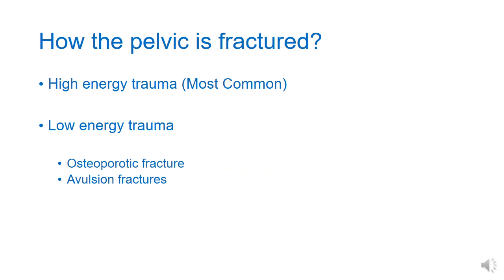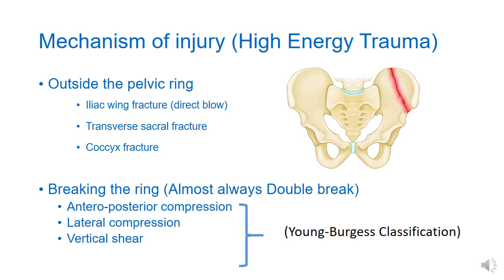How is the pelvis fractured? It's either by high energy trauma, which is most common, or low energy trauma. Low energy trauma examples are osteoporotic fractures, fragile fractures in old patients, and avulsion fractures in sports athletes. Let's discuss the most important, which is the high energy trauma.